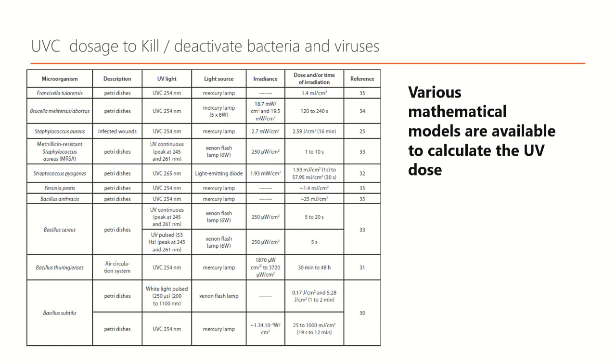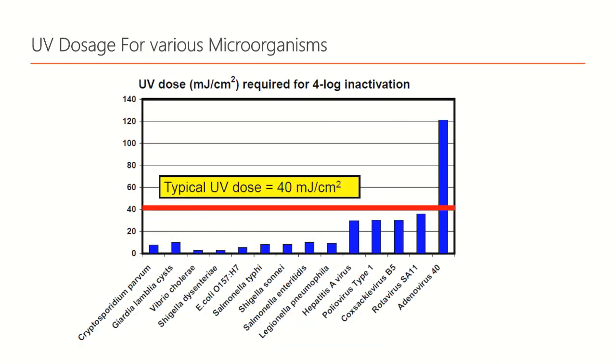Here is some data for the type or wattage of lamp or the dosage that is required to disinfect or deactivate these bacteria or viruses. Now, when we plot them on a graph, for the inactivation required for a 4 log kill, it has been found that typically 40 millijoules per centimeter square is effective enough for most of the virus deactivations.